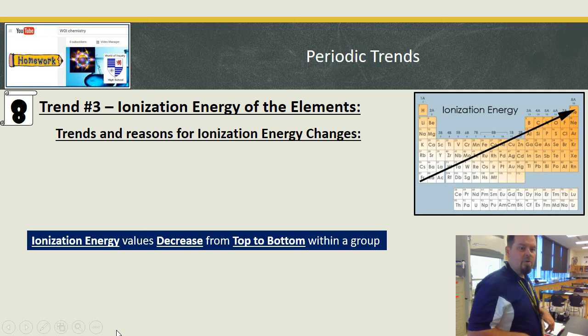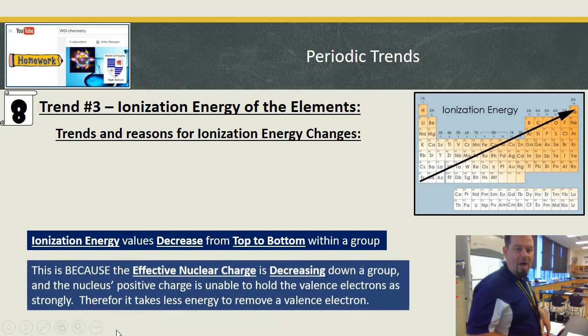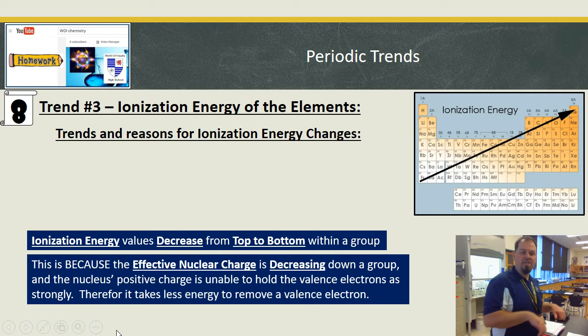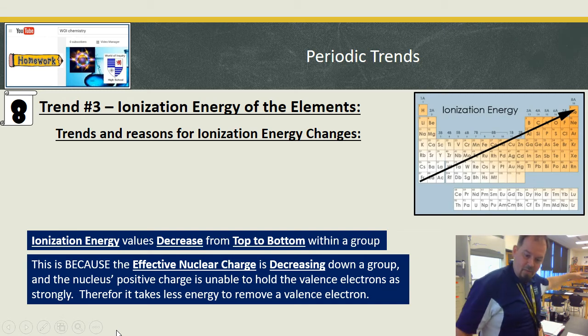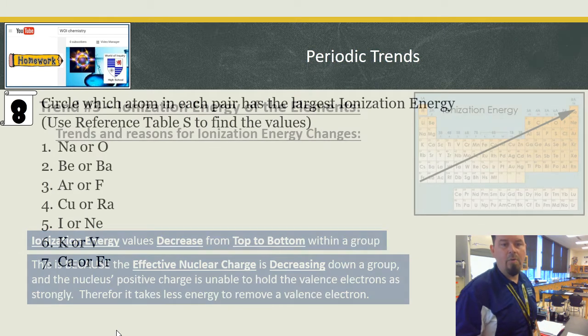As I go down the group, the ionization energy is going to decrease. Well, why? Because the effective nuclear charge is decreasing. The protons in the middle are not doing a good enough job of holding on to that far electron. So is it going to take a lot of energy to take that far electron if it's really, really wide and really, really far away? Nope, not at all. So away it goes.